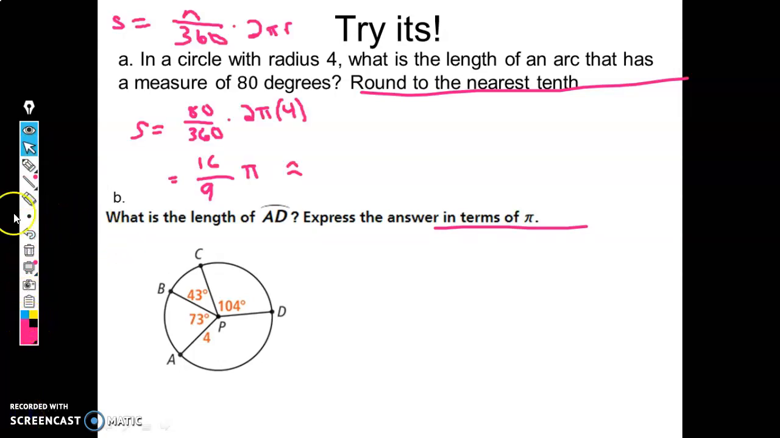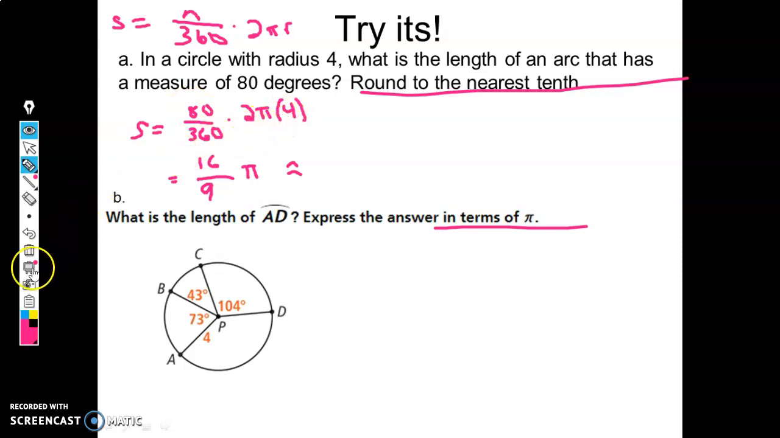All right, let's go over the first one here. You're going to use this formula, which is the formula for arc length. You put 80, which is 80 degrees, that's what they give you, over 360, and you multiply it by 2 pi r, which is how you find the circumference of the circle. So remember, it's a fraction of the circle times the circumference of the circle.